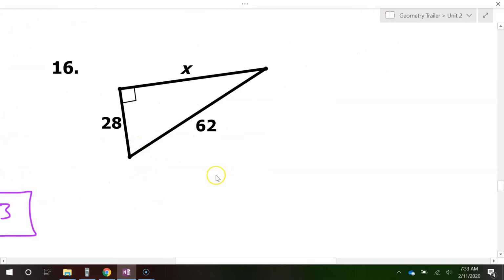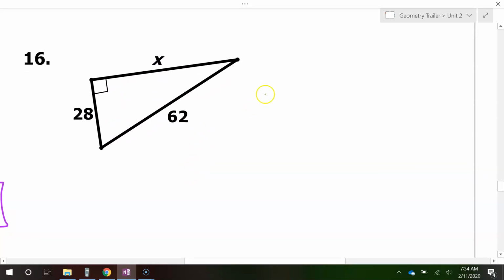Now, is this a SOHCAHTOA problem? No. Notice that we have none of the angles, and we're not looking for either of the angles. Instead, it's all sides. We're given two sides and we're missing one side. That is when you do the Pythagorean theorem. So a squared plus b squared equals c squared. Make sure your hypotenuse is by itself. So this will be 28 squared plus x squared is equal to 62 squared.